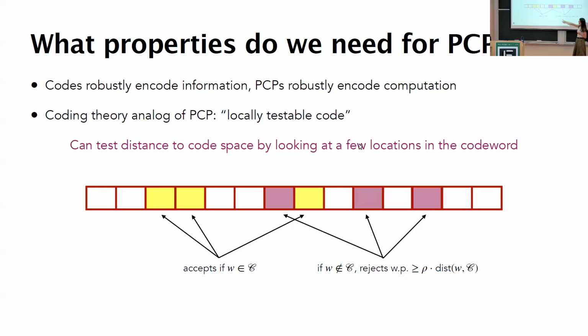So the way I've written it here is that if your word is not in your code space, then you should reject with probability growing with the distance. Why this? Why can't we just always reject if the word is not in your code space? Well, it's because if you have a valid code word and you change one bit and you query just a few locations, you're not very likely to hit that bit that you changed, right? So it's only when the distance is growing that you can start detecting more errors if you query only a few bits. But okay, so that's the definition of a locally testable code.